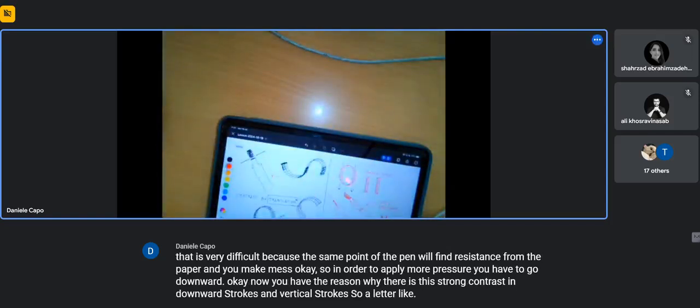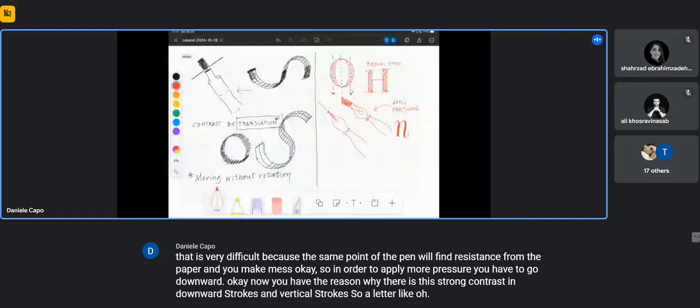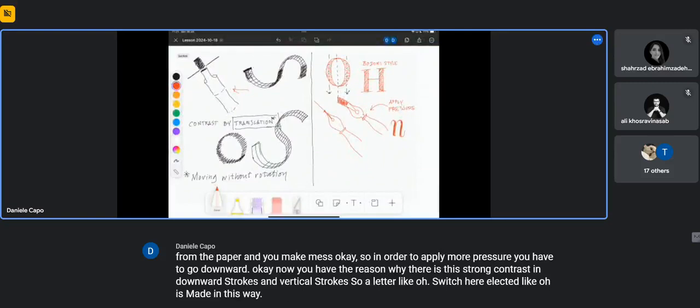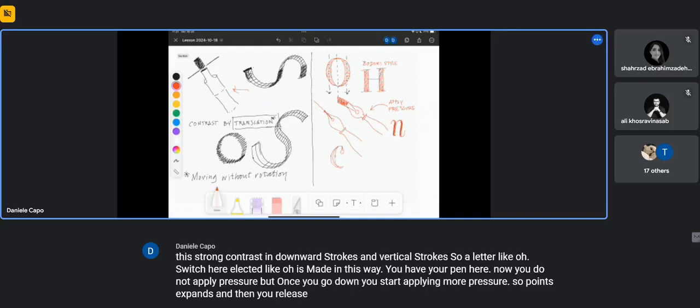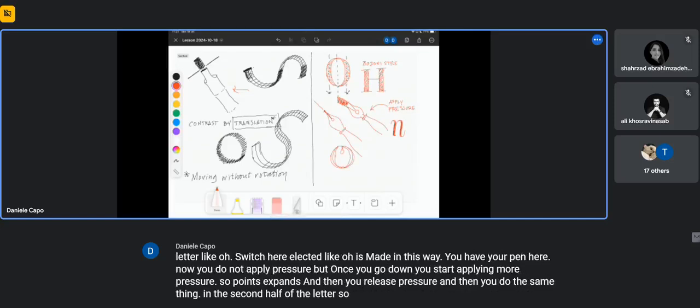So a letter like O, I have to switch here. A letter like O is made in this way. You have your pen here. Now, you do not apply pressure, but once you go down, you start applying more pressure. So the points expand, and then you release pressure, and then you do the same thing in the second half of the letter.